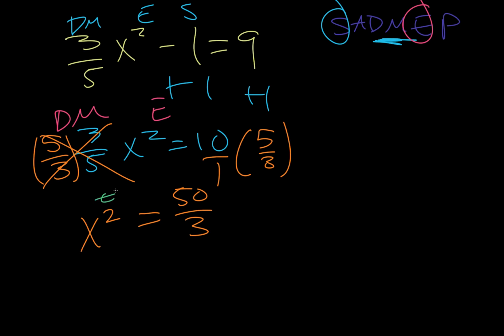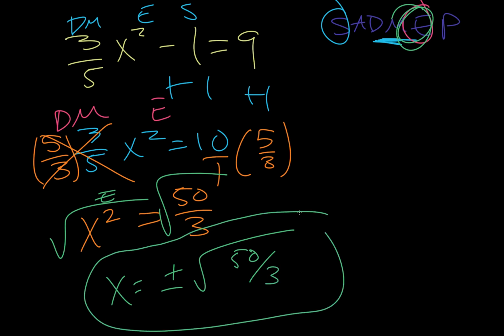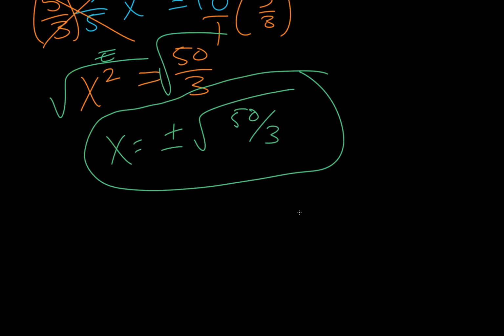All right, now all we have is the exponent. So to undo that, we square root both sides. X equals plus or minus the square root of 50 thirds. So once again, we get two answers. Because we introduced the square root, we need a plus or minus. Okay, we have one more that's going to involve numbers. And then we'll move on to letters.